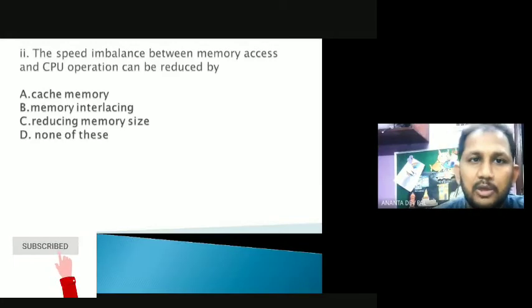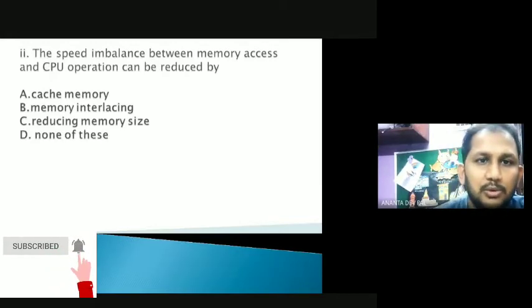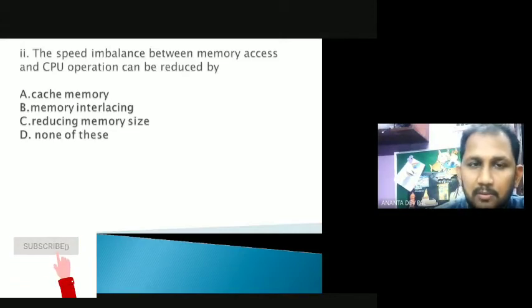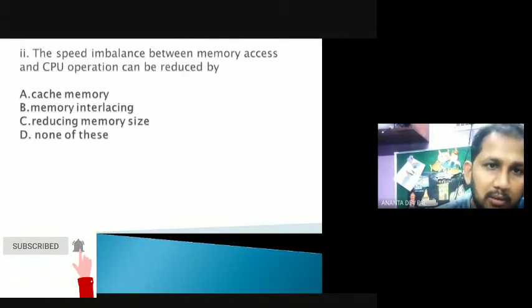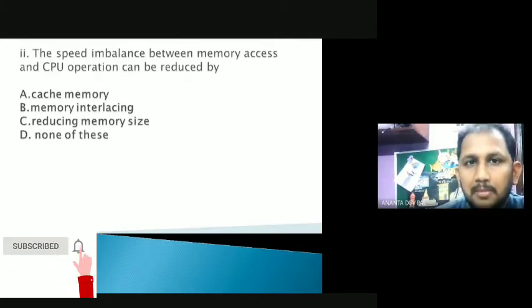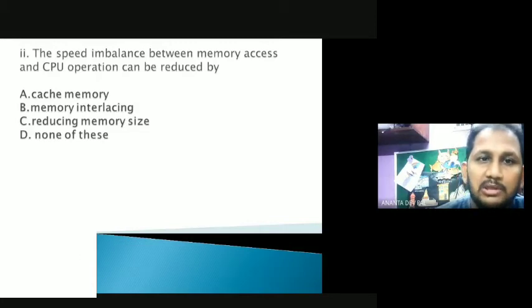The imbalance between memory access and CPU operation can be reduced by cache memory. Yes, this is correct. Memory interleaving, yes, this is also possible. Reducing memory size, no. None of these. A and B is the correct answer. The speed imbalance between memory access and CPU can be reduced by cache memory and memory interleaving.